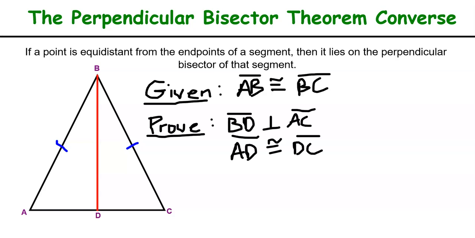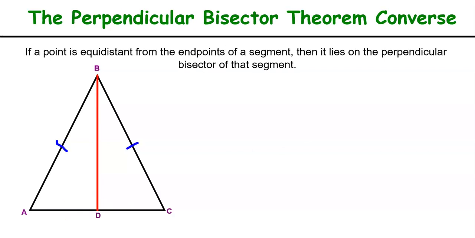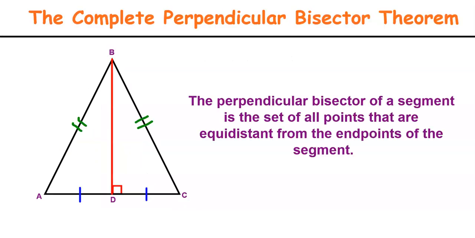If we take the perpendicular bisector theorem and its converse, we end up with something that we could call the complete perpendicular bisector theorem, stated in a different way so that it's not a series of if-then statements. When two converses are both true, and we have a biconditional like this, we often like to create a new phrasing for that statement that allows us to encapsulate both at the same time. And for the perpendicular bisector theorem, the way that we do that is we say that the perpendicular bisector of a segment is the set of all points that are equidistant from the endpoints of the segment.